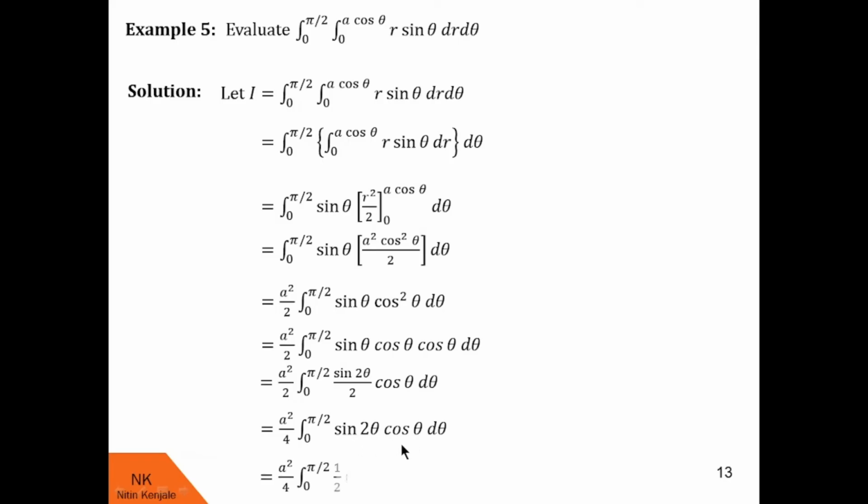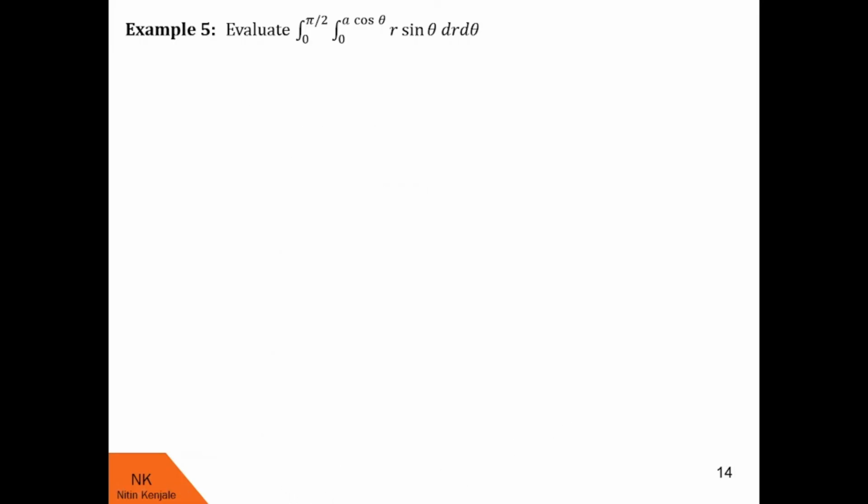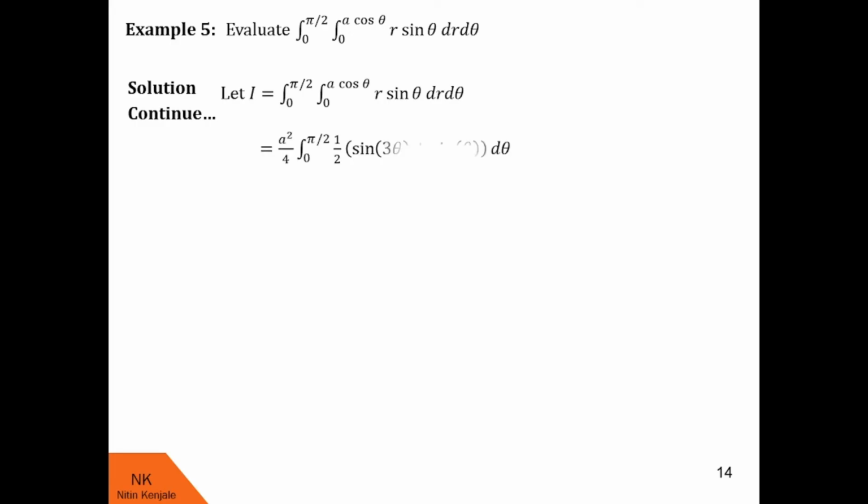Sin A into cos B's formula is 1 by 2 sin A plus B plus sin A minus B. So here A is 2 theta, B is theta, A plus B will be 3 theta, A minus B will be theta. Let us take out this constant 1 by 2. So we have a square by 8 outside the integral, like this. Integral of sin 3 theta is minus cos 3 theta upon 3, and integral of sin theta is minus cos theta over the limit 0 to pi by 2.